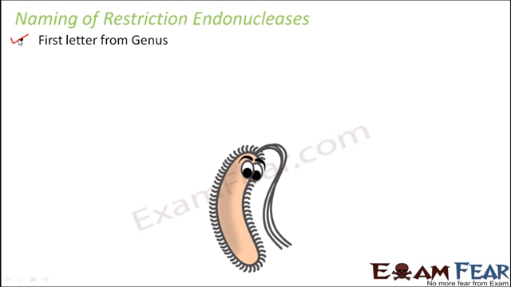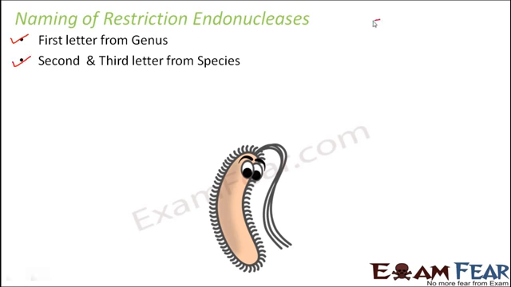Every restriction endonuclease, as I said, is found in bacteria. So depending upon the particular bacteria from which that restriction endonuclease enzyme is extracted, they are named. Their first letter will always represent the genus to which the bacteria belongs. The second and third letters will represent the species of that particular bacteria.